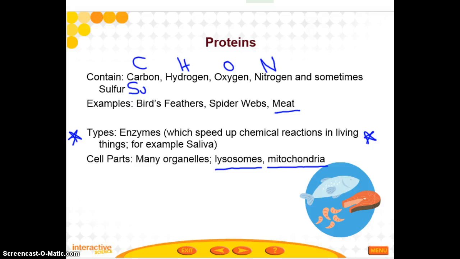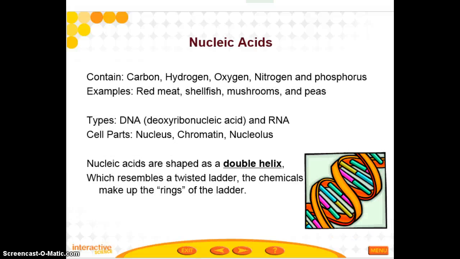So now we're on number 4. We have had our carbohydrates, we have had our lipids, which are also known as fats, we have had proteins, and last but not least are our nucleic acids. Nucleic acids are made up of hydrogen, oxygen, nitrogen, phosphorus, and our best examples are red meat, shellfish, mushrooms, and peas.